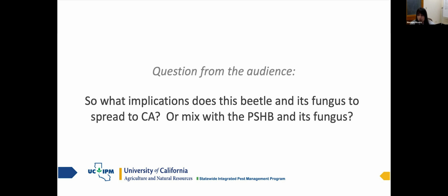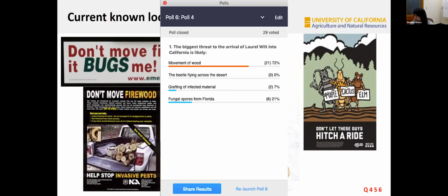I think that the most at risk, obviously, is going to be the southeast and throughout, where they have those natural stands. But moving wood around will move the beetle around as well. So the answer to the question that I posted is definitely movement of wood.